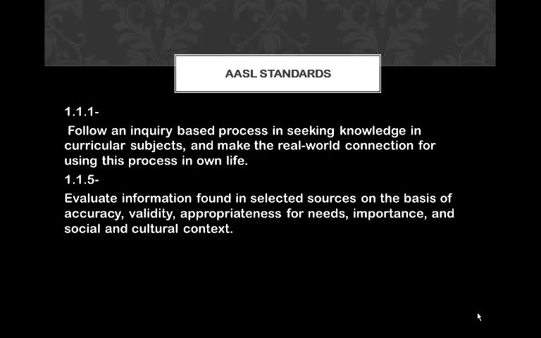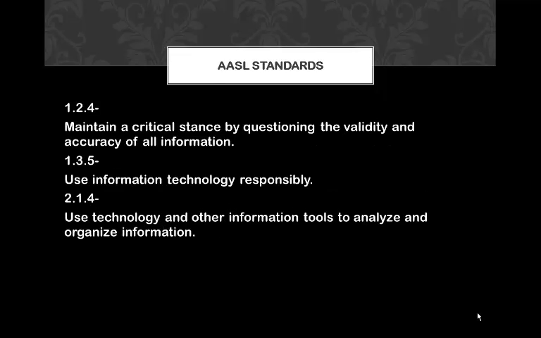1.1.5 evaluate information found in selected sources on the basis of accuracy, validity, appropriateness for needs, importance, and social and cultural context. How can Powtoon help learners with instructional issues? Here is a model of how a teacher or a student might use Powtoon to help a specific instructional issue. For this lesson, learners have 3 learning objectives. Cognitive. The learner is able to identify, explain, and analyze 3 types of iron through the illustration on Powtoon. 1.2.4 maintain a critical stance by questioning the validity and accuracy of all information. The effective learners will create a presentation that illustrates their learning, 1.3.5 using information technology responsibly.